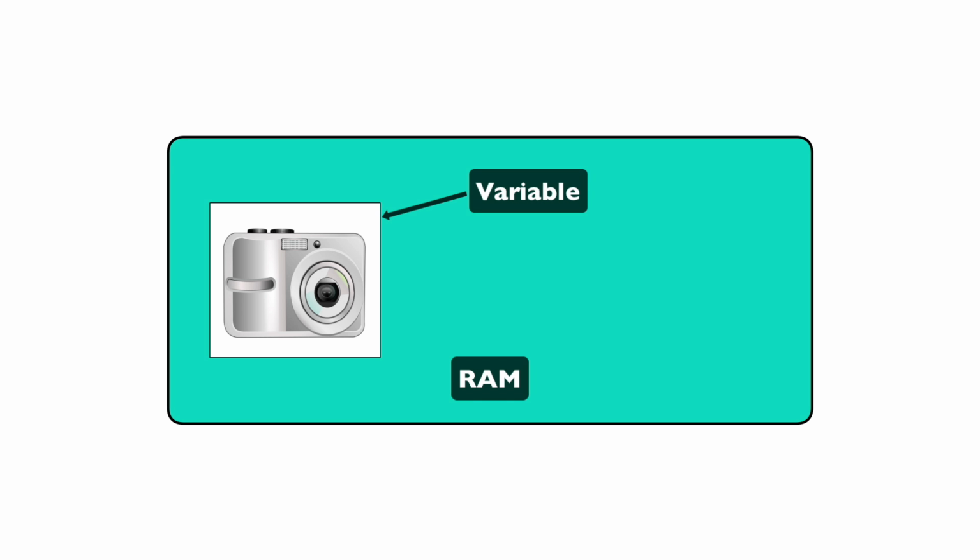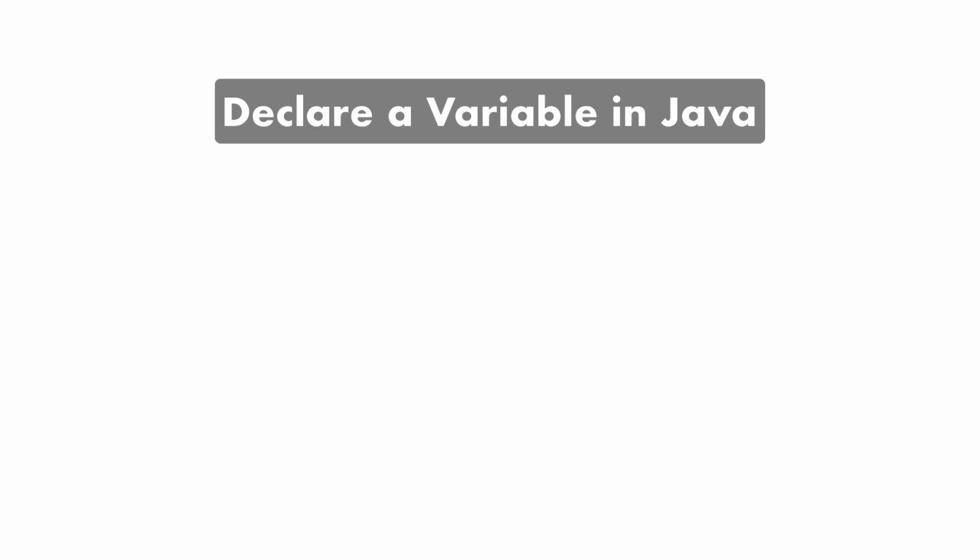So how do we go about doing this? Well, we can achieve this in Java by declaring a variable and then assigning a value to it. Value being the camera in this case. Let's take a look at how this is done. First, we need to determine the type of data we're going to be storing in our variable. This means we need to control the type of information that will be allowed to be stored in the variable.